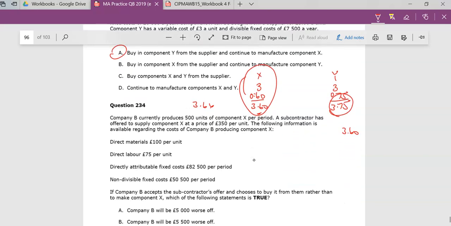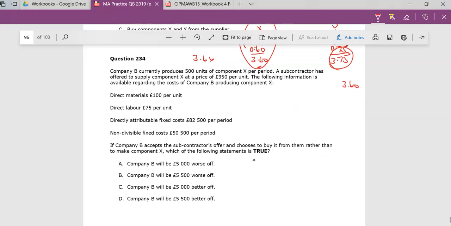Right, and then question 234. Again, it's a very similar approach. We're dealing with 500 units and someone's come and offered you 350. So let's look at what you're doing in-house. Currently you're spending 100, 75, and this directly attributable cost of 82,500. Divide this by the 500 units.